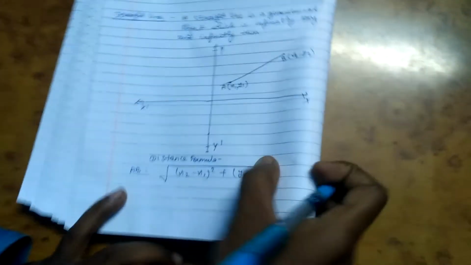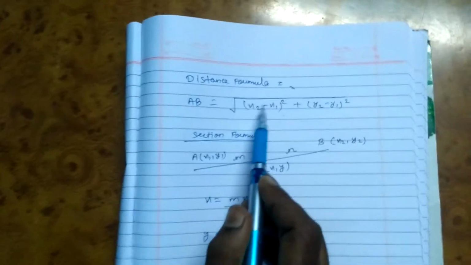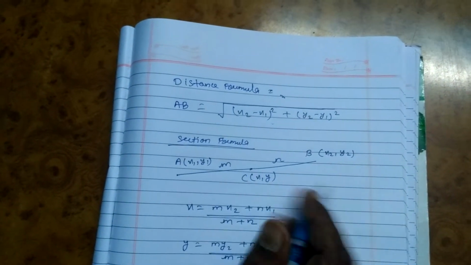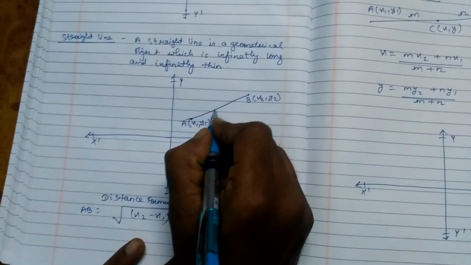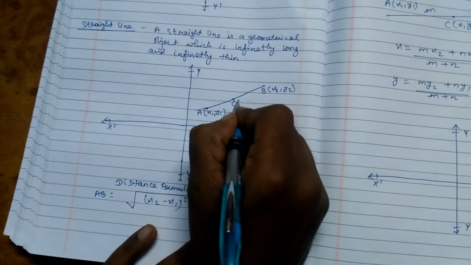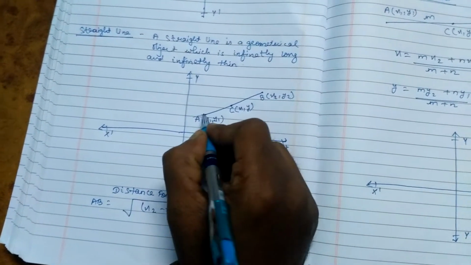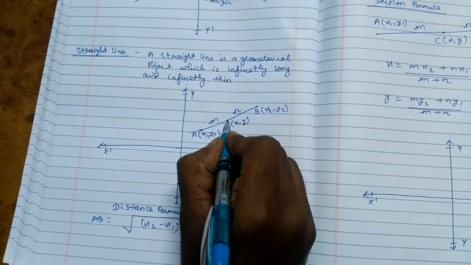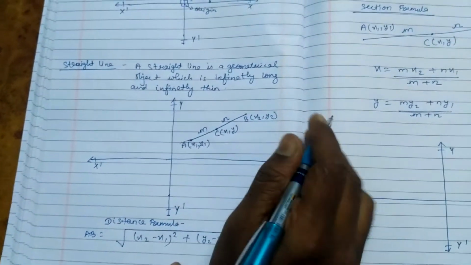Also there is another formula called the section formula. Distance formula is what I was talking about earlier. Now the section formula: suppose this line AB is divided by some other point C, say (x, y). If this point C divides the line AB in a certain ratio, let the ratio be m is to n.